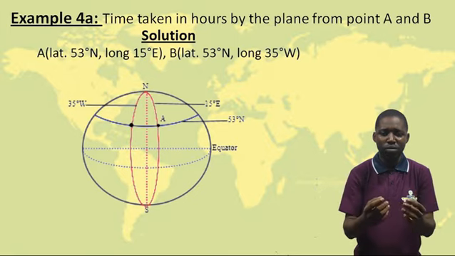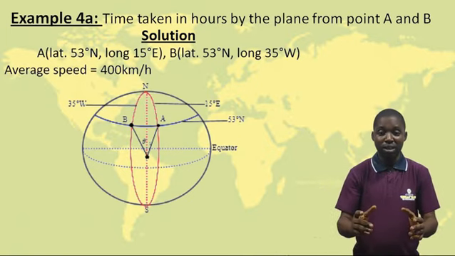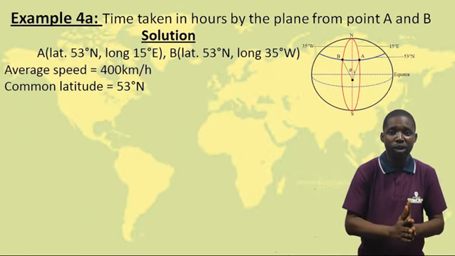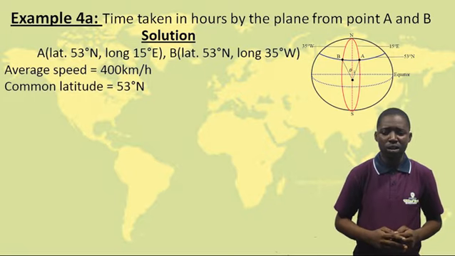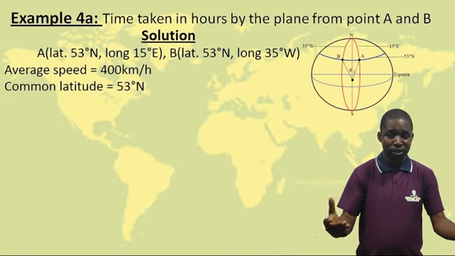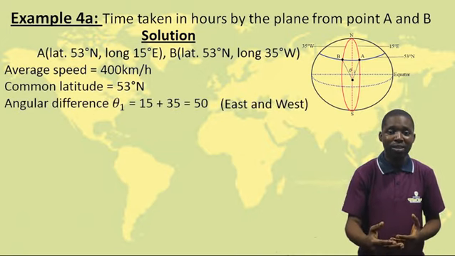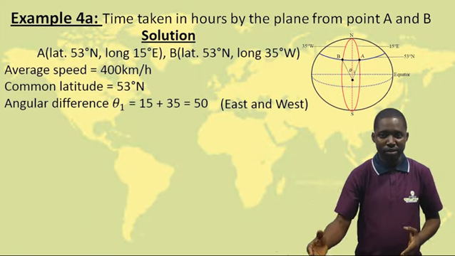You can see the angle in the diagram indicating the angular difference. To get the distance, we start by getting the angular difference. It's established already that our latitude is common, so we have a common latitude of 53 degrees north. Let us now proceed with the longitude. We have 15 degrees east and 35 degrees west. Different position. Remember, for different position we add. So our theta will be 15 plus 35. That is 50, because we are dealing with east and west.